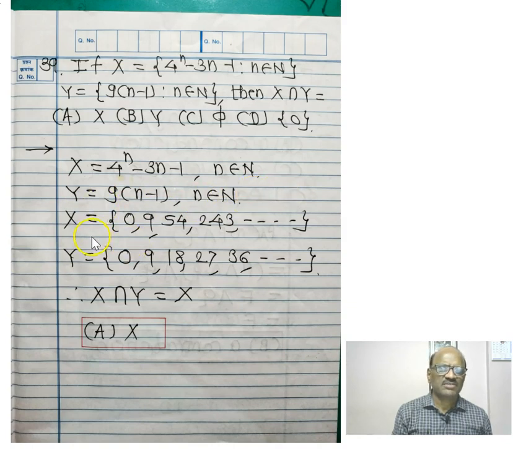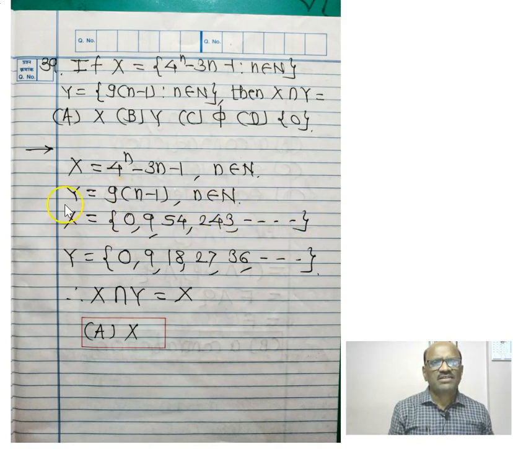Now find out the numbers. Therefore, first of all, put n equal to 1. Then what will happen? 4 raised to 1 means what? 4. 3 into 1, that is 3, minus 1. Minus 4 plus 4, minus 4 gets cancelled. You are getting the first element as 0. And in this way you will get the next elements.